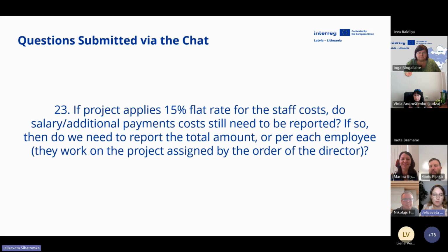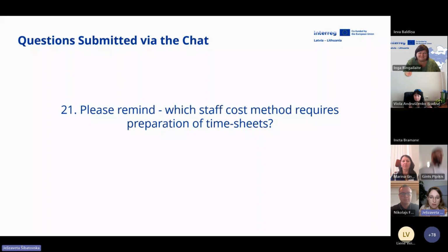Thank you. If a project applies the 15% flat rate for the staff costs, do salary additional payments costs still need to be reported? If so, then do we need to report the total amount or per each employee? They work on the project assigned by the order of the director. This question was asked in Lithuanian, so thanks a lot for the translation to Inga. Thank you. I think Gints now can answer this question. Okay, so I will come back to this.